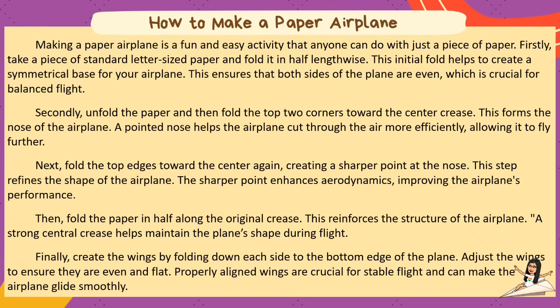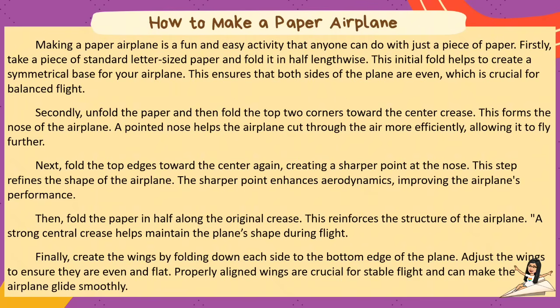Finally, create the wings by folding down each side to the bottom edge of the plane. Adjust the wings to ensure they are even and flat. Properly aligned wings are crucial for stable flight and can make the airplane glide smoothly.